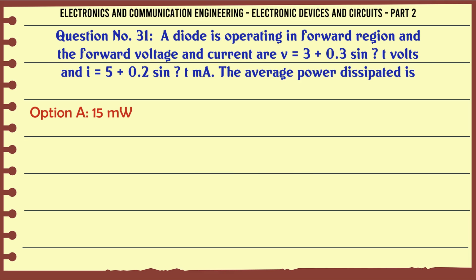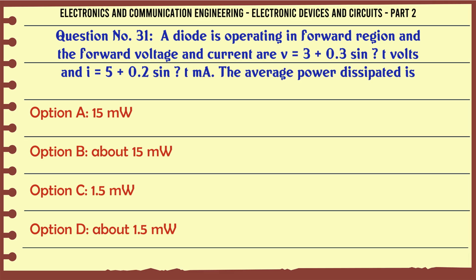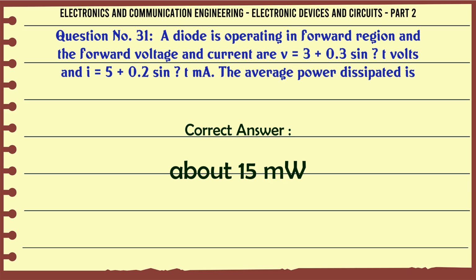A diode is operating in the forward region, and the forward voltage and current are V = 0.3 V and I = 0.2 A. The average power dissipated is: A, 15 mW; B, about 15 mW; C, 1.5 mW; D, about 1.5 mW. The correct answer is about 15 mW.